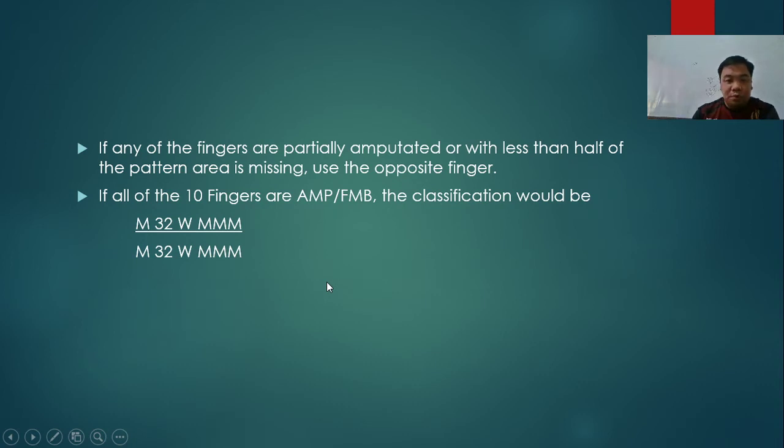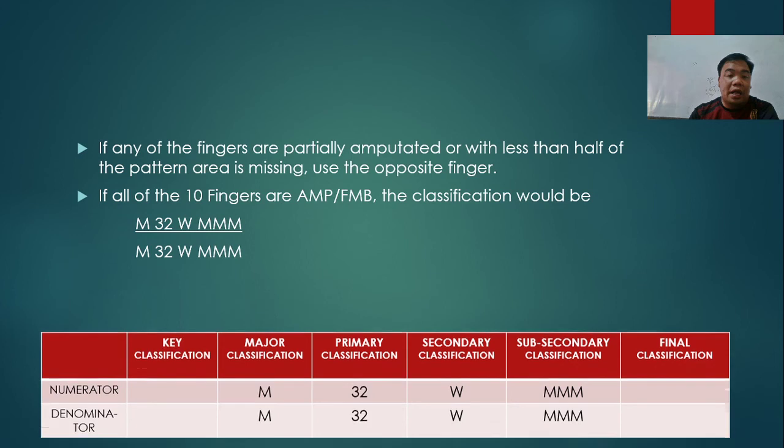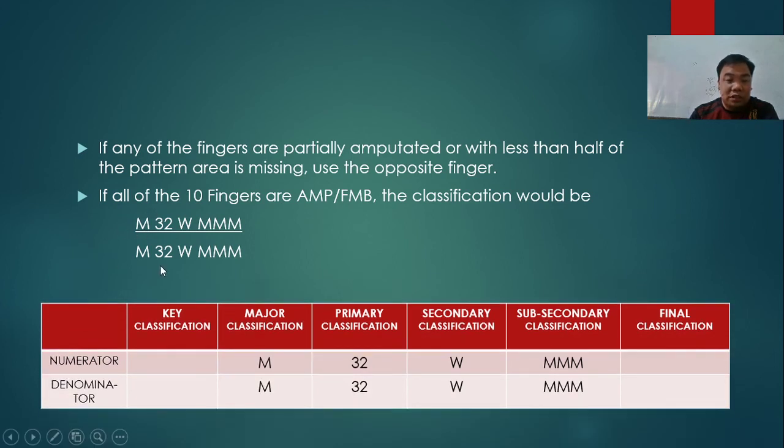What if all of the 10 fingers are amputated or missing at birth? So the classification would be, kung lahat yan putol o kung lahat yan nawawala pagkapanganak, lahat yan considered whorl with meeting tracing. So the classification would be M over M, 32 over 32, whorl, whorl, meeting, meeting, meeting, meeting, meeting, meeting.